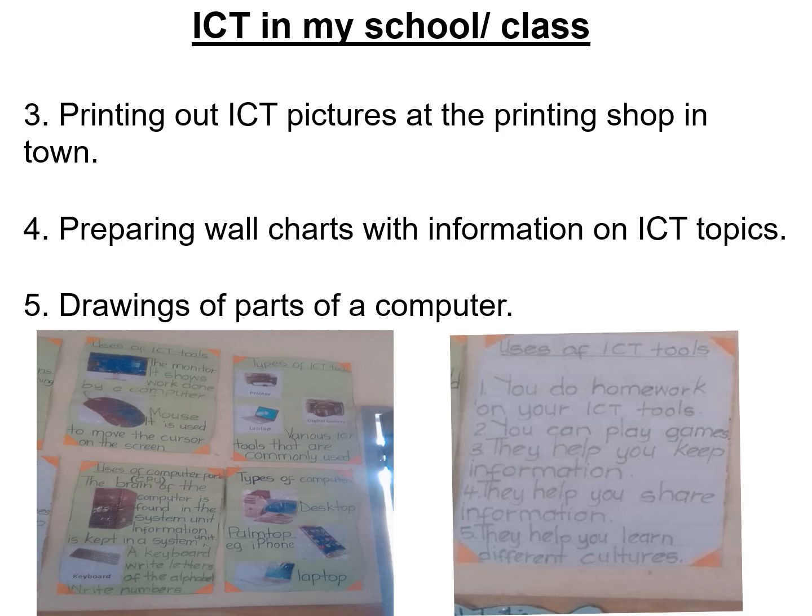At school, we are given colored paper where we write our charts. Then after that, for example, these are the wall charts. These are ICT wall charts, and the pictures that I put here are pictures that I printed out from the printing shop. Then I stick them on the sheet of paper, and then I write some descriptive information there, and then I stick them on the wall.